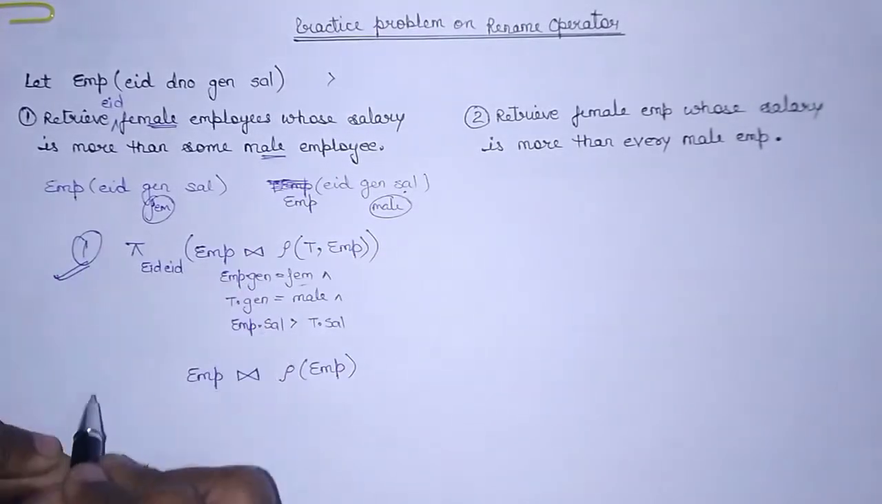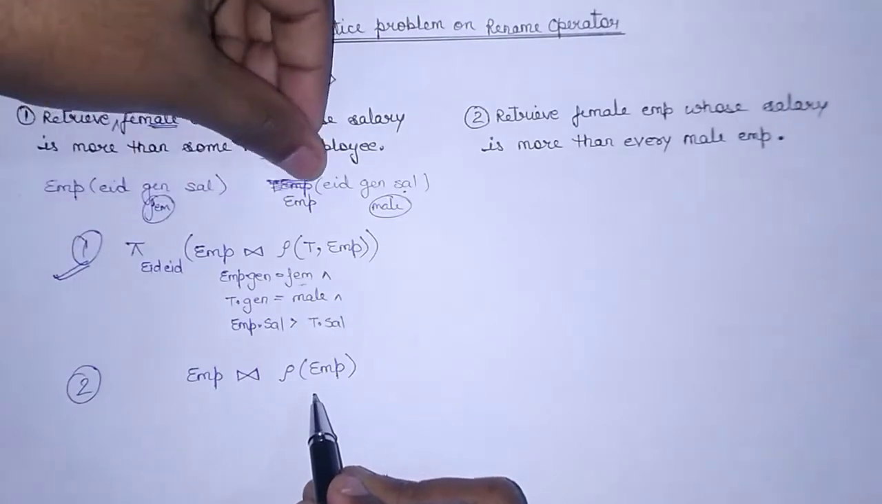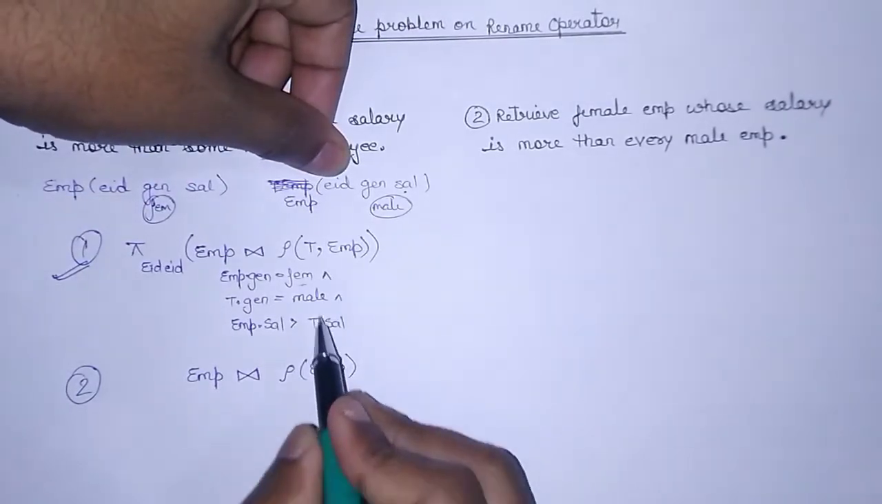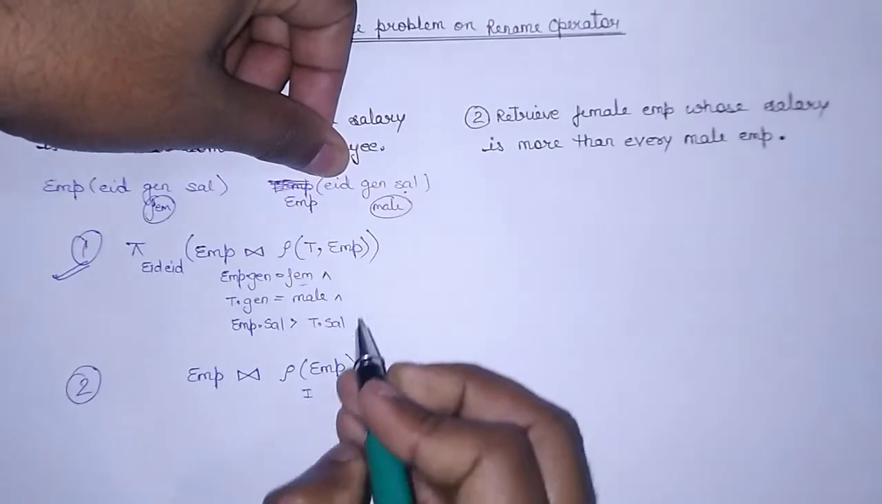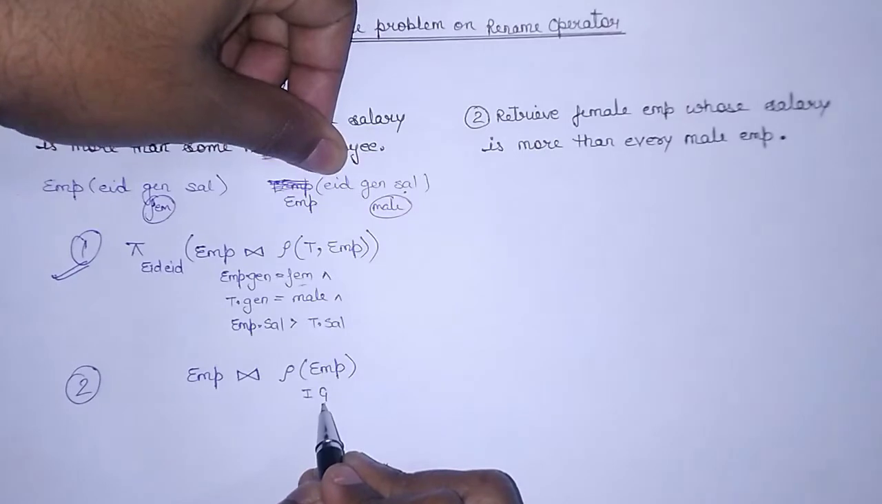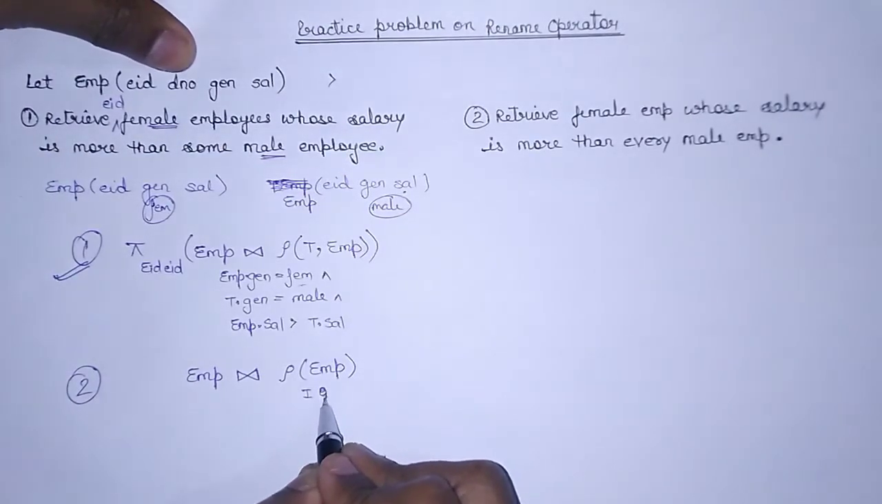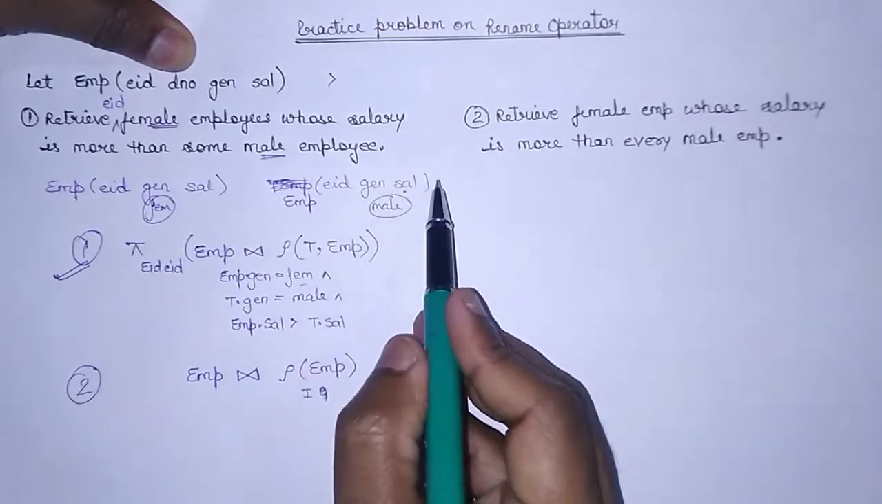So this is the first way. Now go to the second way. I am renaming the attributes of the employee table: EID as I, gender as G. I also have to do the department number, otherwise I have to specifically mention EID as E, GID as G.